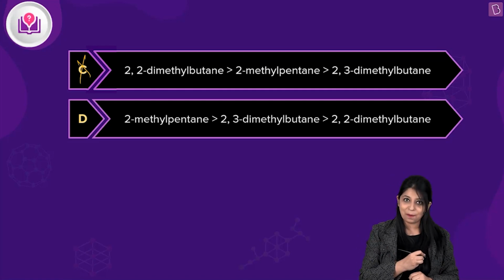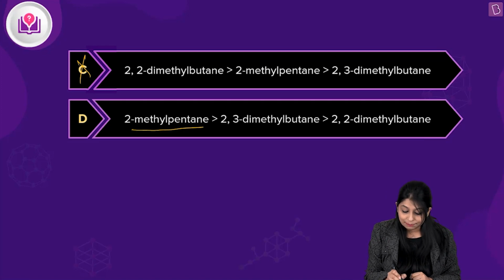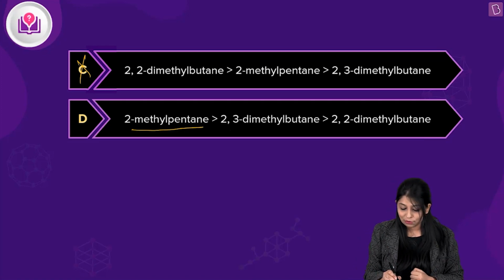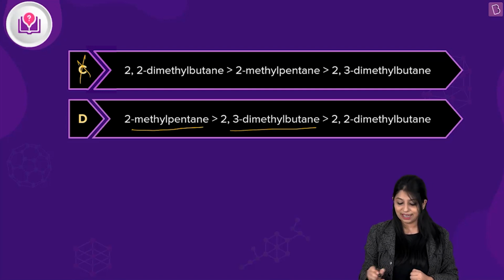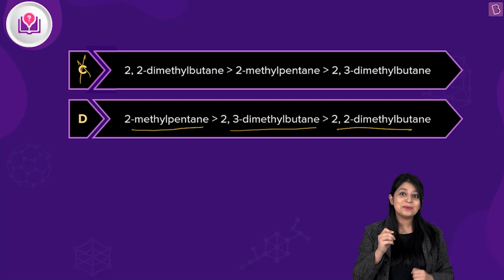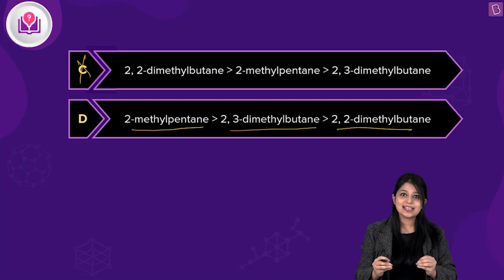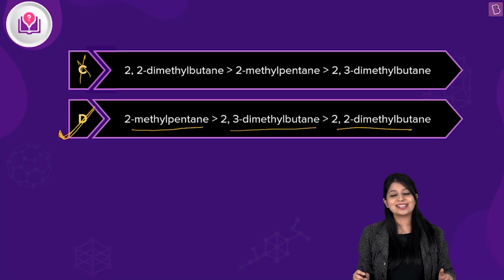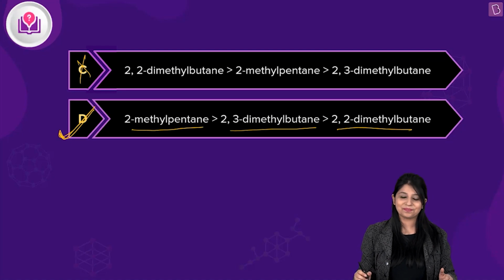So let's have a look at option D. It has 2-methylpentane as the highest boiling point, followed by 2,3-dimethylbutane, followed by 2,2-dimethylbutane. And that's what we just came to. We just discussed that, yes, this is the correct order. So the correct option to this question is option D.